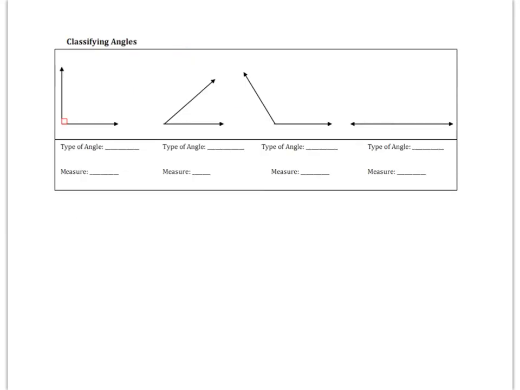Let's classify some angles. I bet most of you know what that first angle is. That little box in the corner is a 90 degree box, and so that is going to be a right angle. So this is a right angle, and its measure is exactly 90 degrees. The next angle is less than 90 degrees. That's called an acute angle. I just think of it as a cute little angle, and it is less than 90 degrees. So it's technically between 0 and 90.